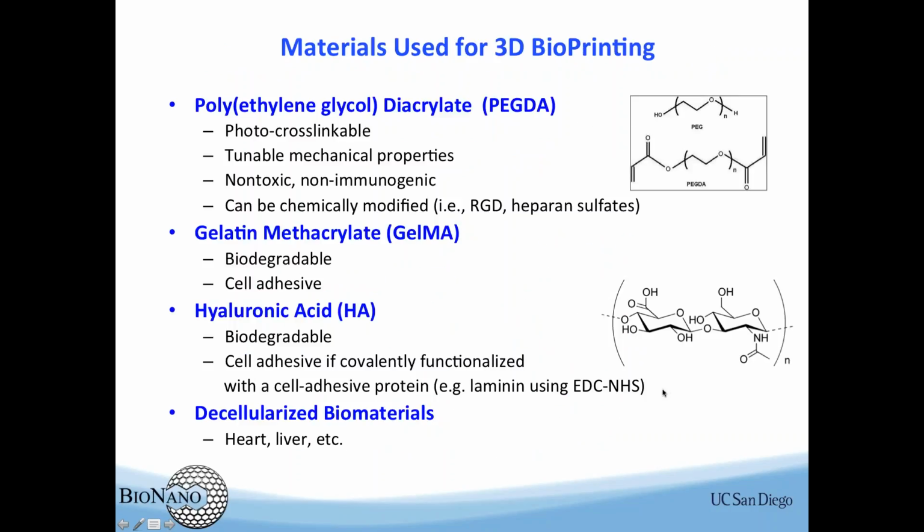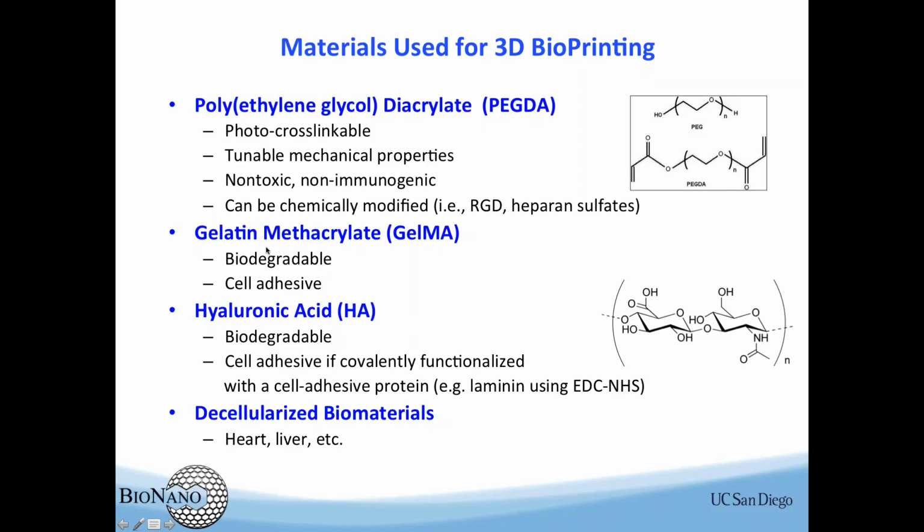We have been using different types of materials, like polyethylene glycol, called PEG diacrylate, so you can photo cross-link them. You can tune the mechanical properties by using different molecular weights, or different light intensity, which gives you different degrees of cross-linking density. This material is non-toxic, generally non-immunogenic, and it can be chemically modified, for instance with RGD, so cells can attach to it.